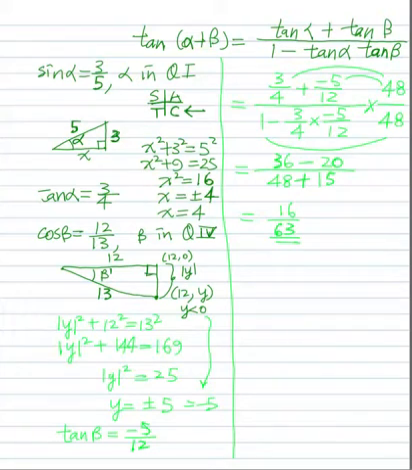We use Pythagorean theorem. We have the absolute value of y, all squared, plus 12 squared equals 13 squared. The absolute value of y, all squared, plus 144 equals 169. The absolute value of y, all squared, equals 25. y equals plus or minus 5. Since we know that y is less than 0, y equals negative 5. Then tangent of beta equals opposite over adjacent, which is negative 5 over 12.